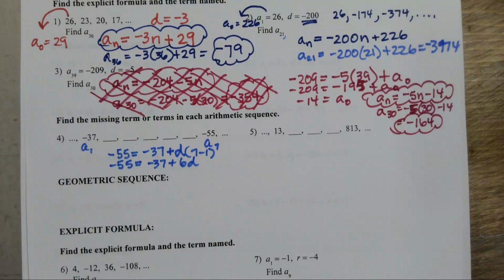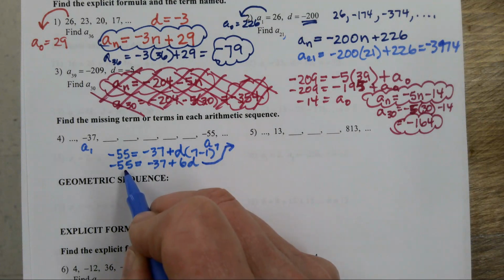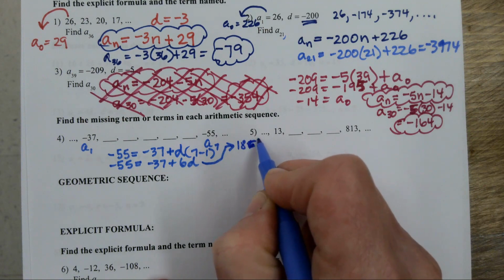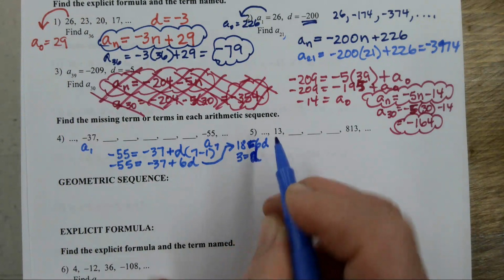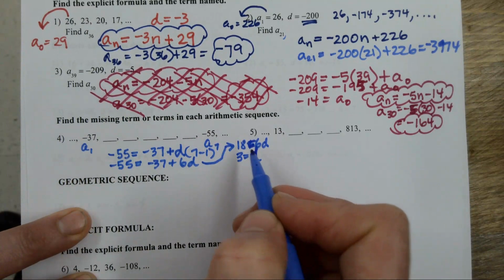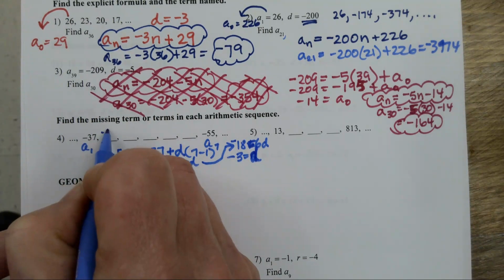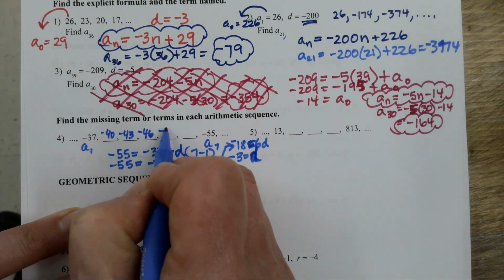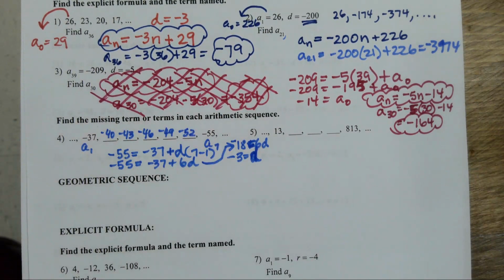So algebraically, I'm going to work my way through this. That means that add 37, is that 18? 18 is equal to 6D, divide by 6, so 3 is D. That means I add 3 each time. So negative 37 plus 3. Oops, I missed it. That should have been a negative. So negative 37 plus negative 3 gives me negative 40. Plus negative 3 gives me negative 43. Negative 46. Negative 49. Negative 52. And if I did it correctly, if I add negative 3, that should happen again.